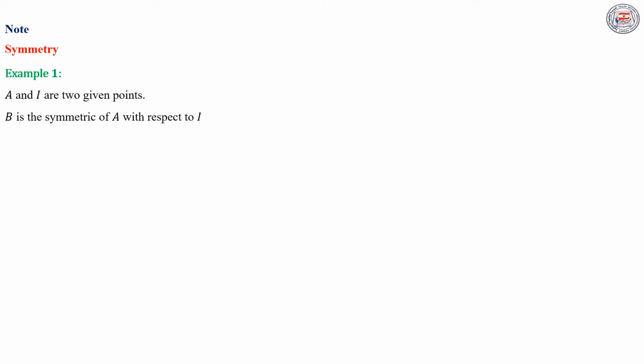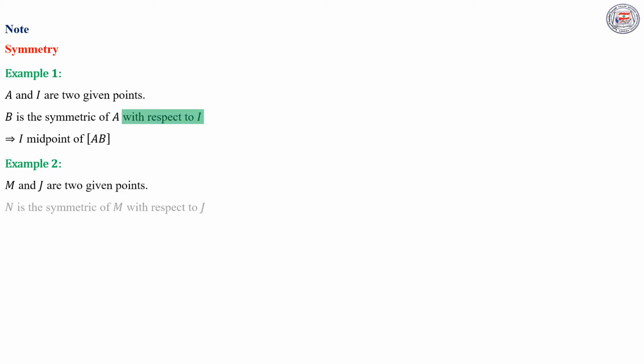Before we continue with part 2, let's take a note concerning the symmetry. Let's take the first example. If A and I are two given points, and B is the symmetric of A with respect to I, then I in this case is the midpoint of AB. Let's take the second example. If M and J are two given points, and N is the symmetric of M with respect to J, then J in this case is the midpoint of MN.